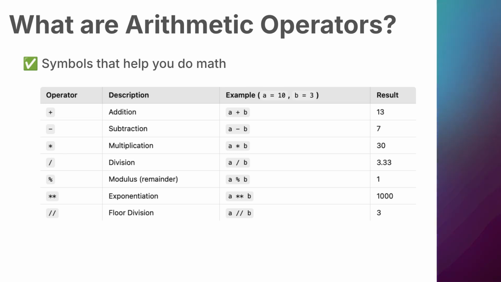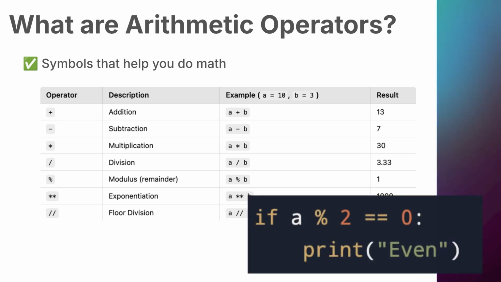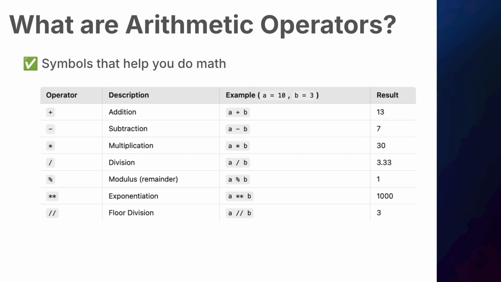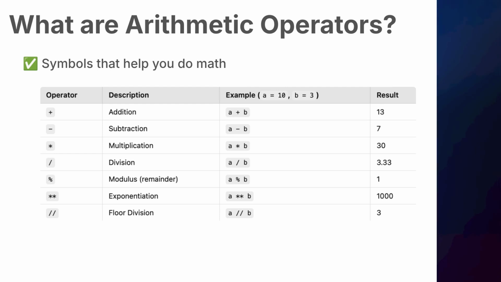Modulus gives you the remainder after division. 10 modulus 3 equals 1, the remainder is 1. It's useful to check if a number is even or odd. For example, if a is even, it prints even. Exponentiation raises the left number to the power of the right number, like a to the power of b. 10 raised to the power of 3 equals 1000. You can think of power like squaring.